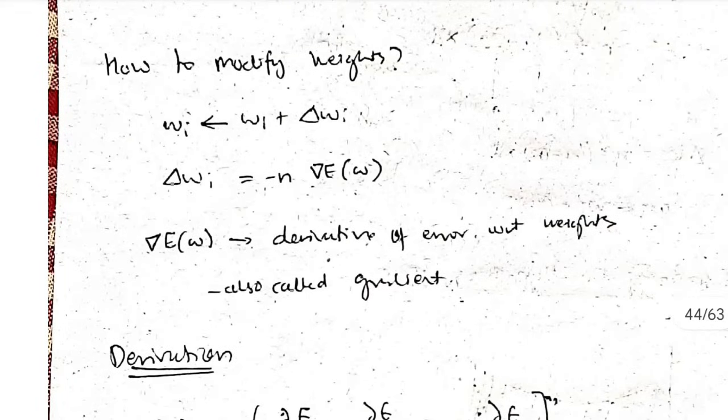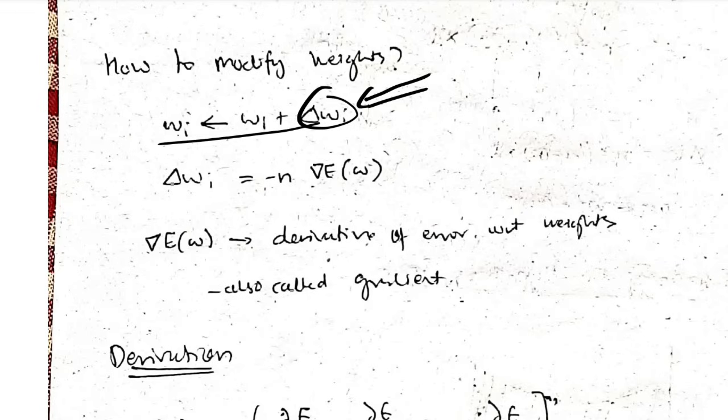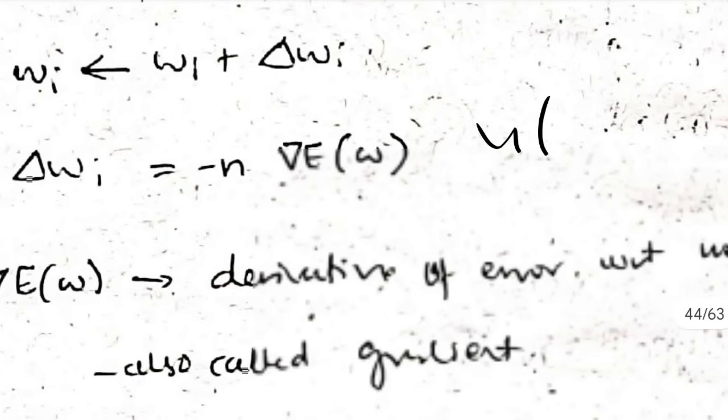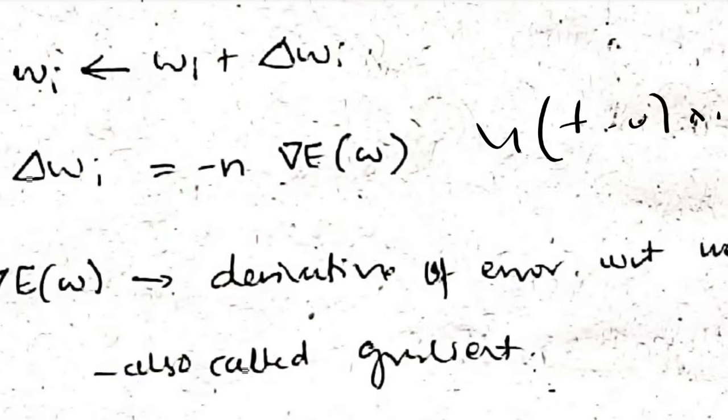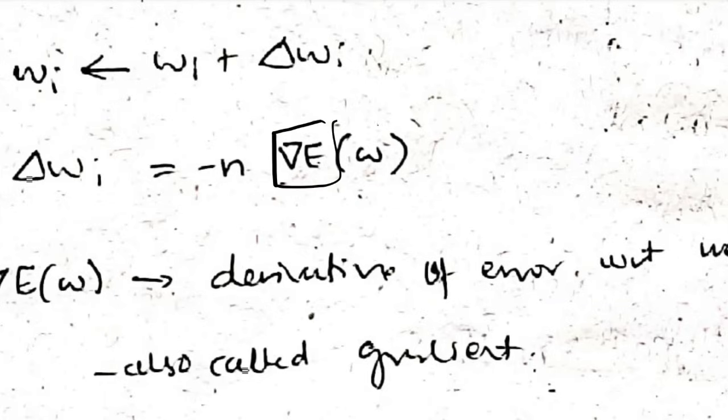So how to modify weights? Again the same formula, wi is equal to wi plus delta wi. Each time the weight is not correct, we add a delta value. Now what is the delta value? That is changed here. Before it was eta into t minus o into xi, right? But here it is the gradient descent value, the gradient of E of w.